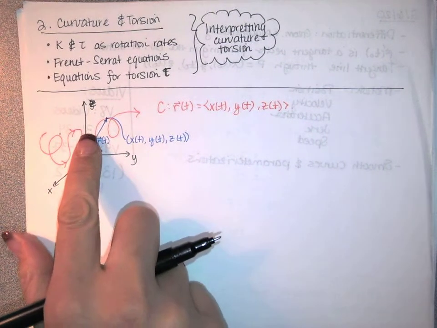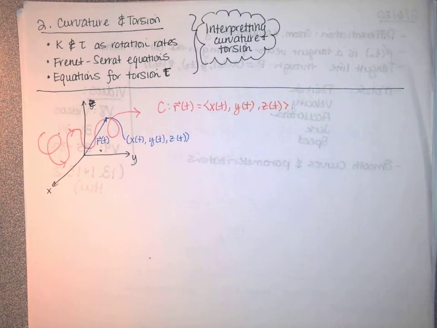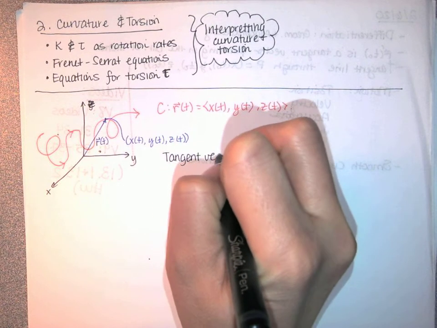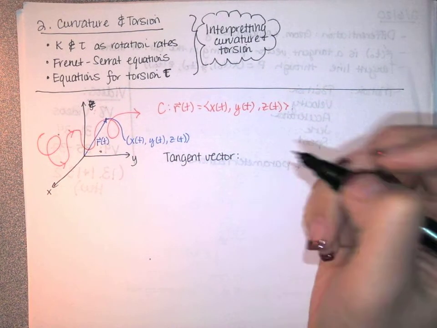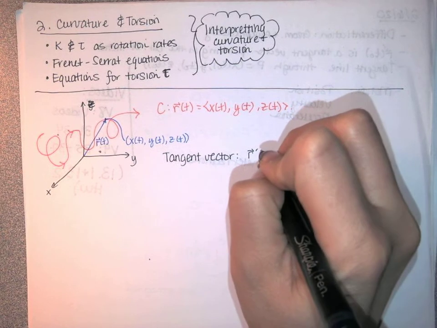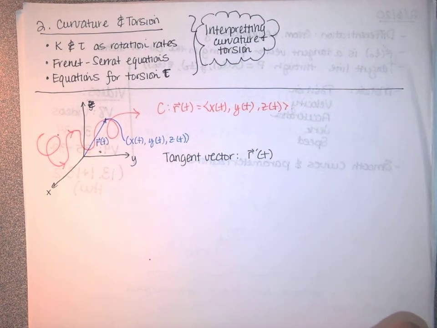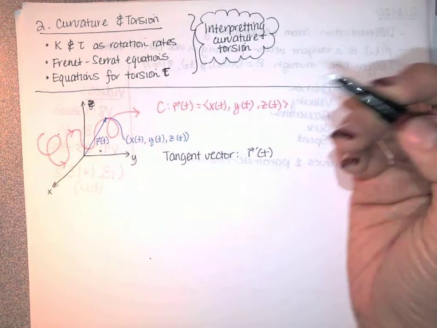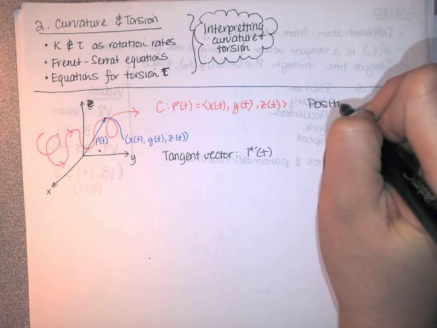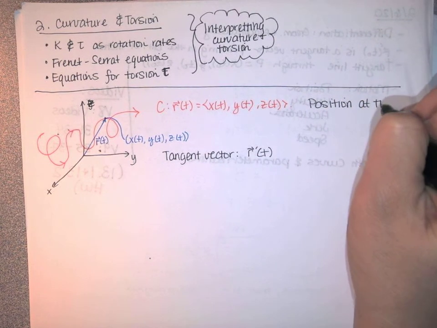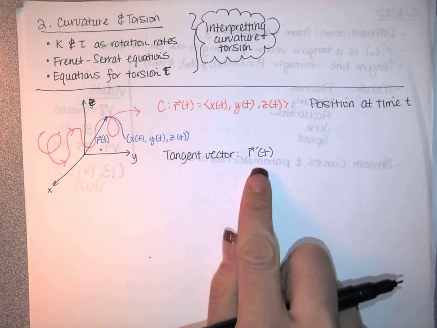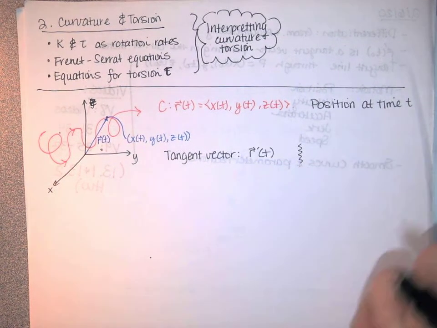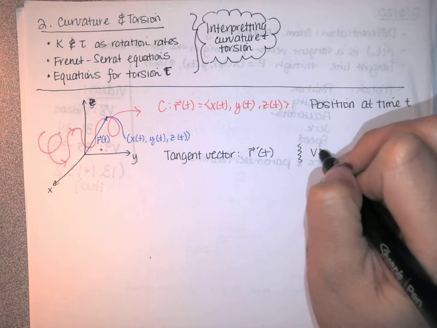Now if I want a tangent vector to the curve in the direction of motion, all I have to do is take the derivative. It's just like Calc 1. The derivative is associated with the tangent. Now, we also think of this differently. If R of t is giving you the position at time t, we can think of this geometrically as a tangent vector, or we can think of this in terms of motion. If this is position at time t, this tangent vector is the velocity at time t.